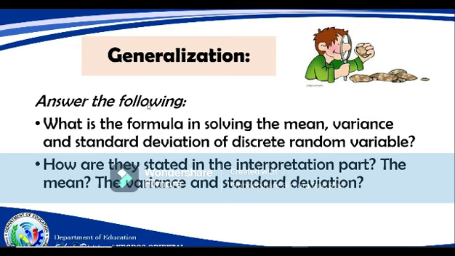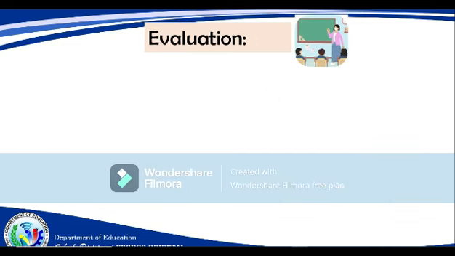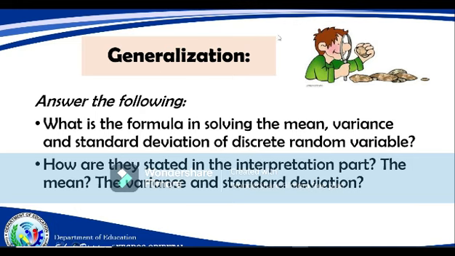Now for generalization, I want you to answer this in your notebook. Since this is developing mastery, you have to answer those in your notebook. You have to find the mean, the variance, and standard deviation. Under the generalization, what is the formula in solving the mean, variance, and standard deviation of a discrete random variable? Second, how are they stated in the interpretation part? The mean, the variance, and standard deviation.